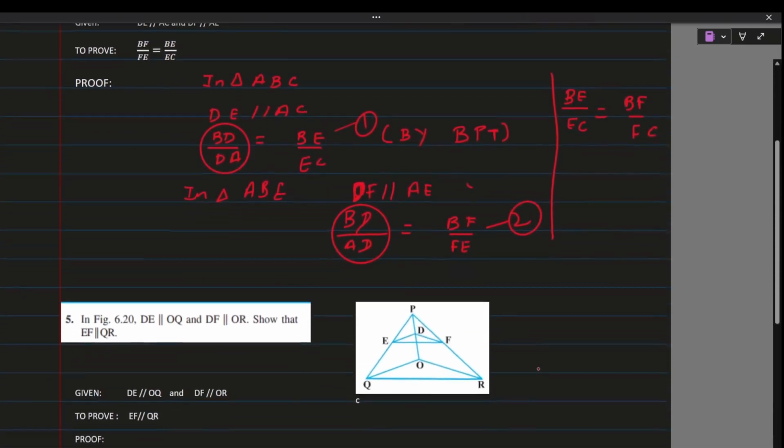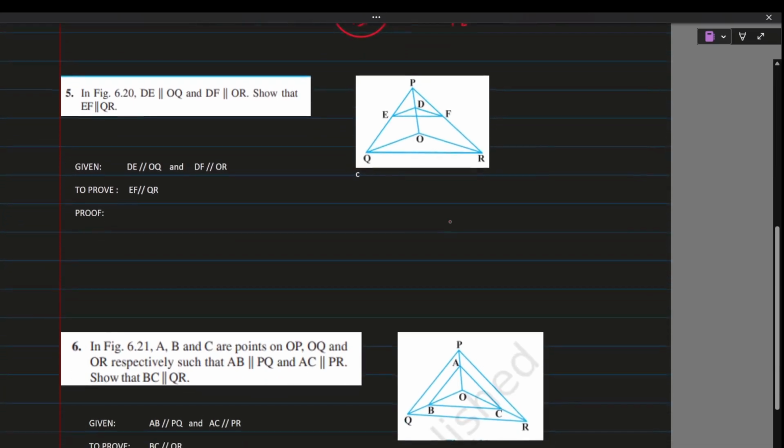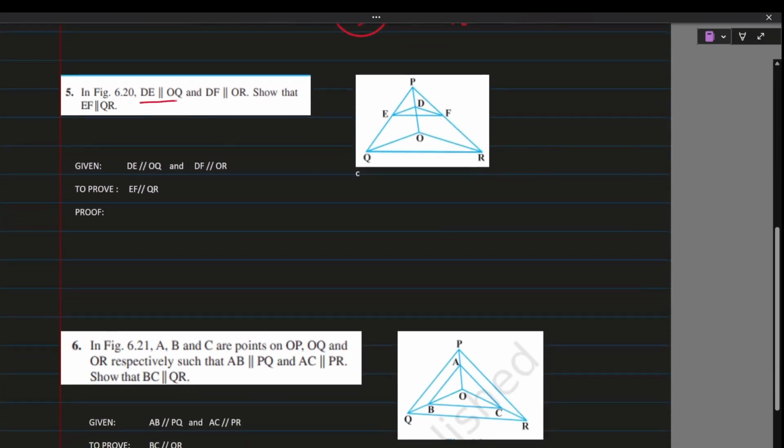Now in the next question, it's given that DE is parallel to OQ, and DF is parallel to OR. We have to show that lines EF and QR are parallel. EF is parallel to QR.